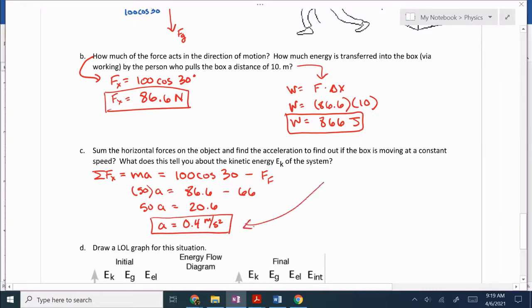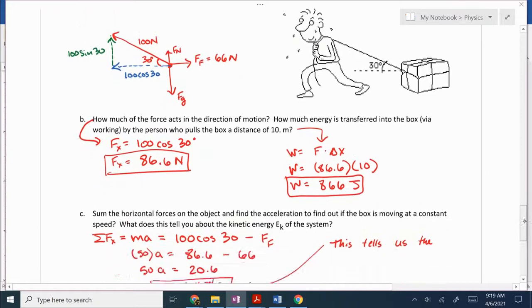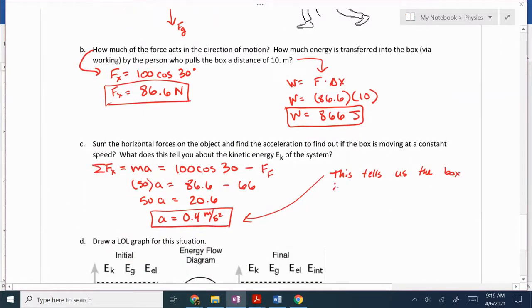So this tells us the box is speeding up, which means the amount of kinetic energy is increasing.